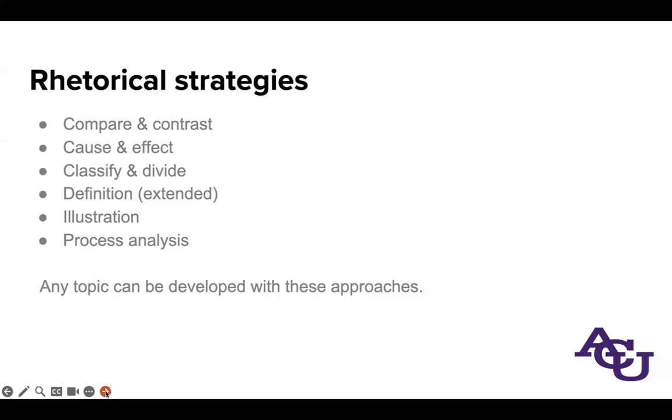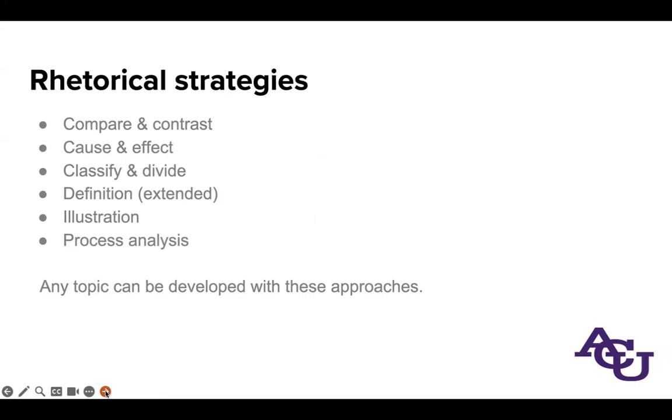There's an illustration paper where you use examples and illustrations to help your reader understand a concept. And there's a process analysis where you break things down and either tell someone how to do something or explain why something happened. So any topic can be developed with these approaches. And if you think about the paper that we just previewed, that history paper, it pulled in a lot of this, because they wanted you at the beginning to compare and contrast how the colonizers and the people who were colonized experienced the colonization stage.